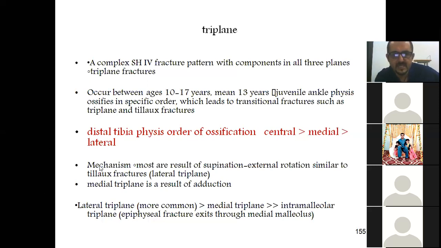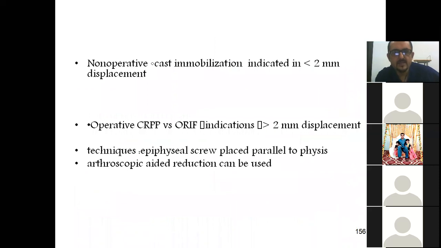The reason for this fracture is that the distal physeal ossification centers are different. First, physeal closure is central, then medial, and then lateral. So the lateral, which is the Tillaux, is an older population, and these are for the younger population, 1 or 2 years younger. A lateral triplane has also been described. The treatment is the same. Less than 2 mm displacement can be treated conservatively. Otherwise, you can go for operative intervention. Closed reduction is possible, or ORIF. Technique is an epiphyseal screw placed parallel to the physis.